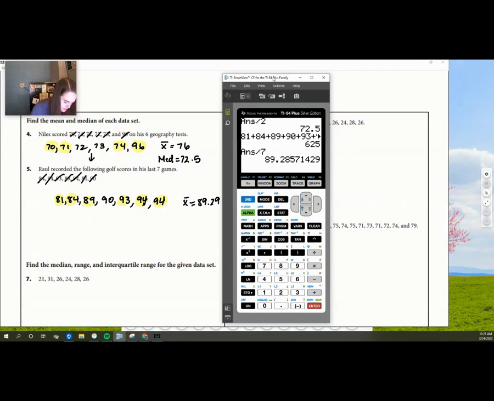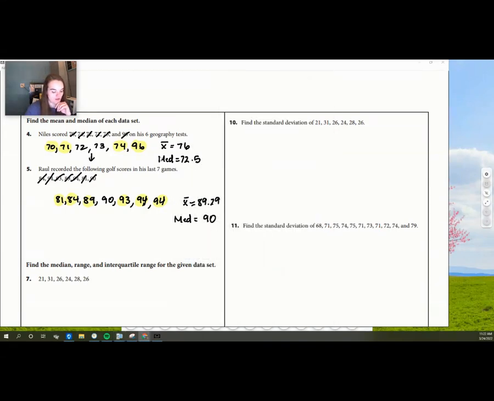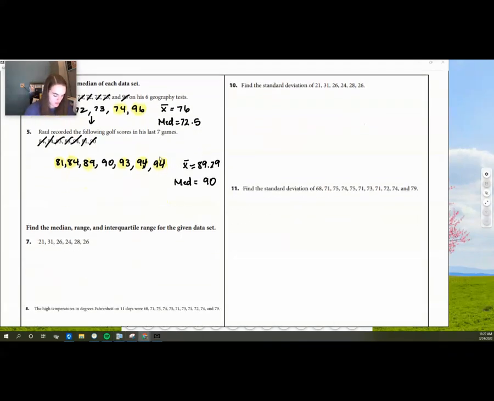Okay, this one just happens to have an exact middle because there's an odd set. So the median is 90. You see how close the mean and the median are? That means that's a very good spread of data if they're the same. Okay, now let's find the median, range, and interquartile range.